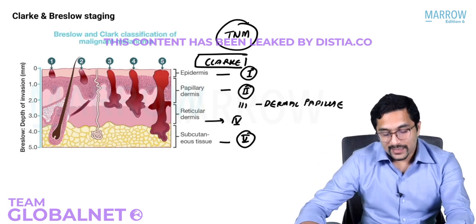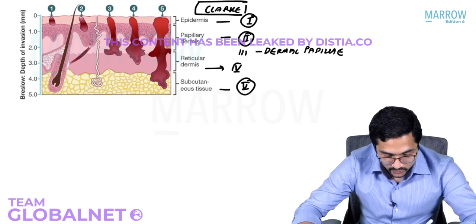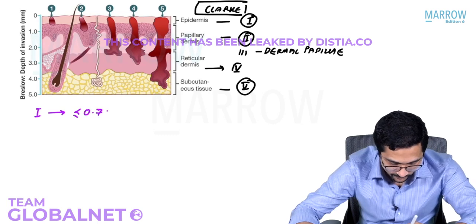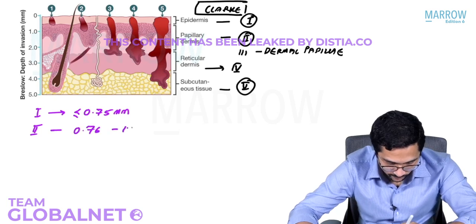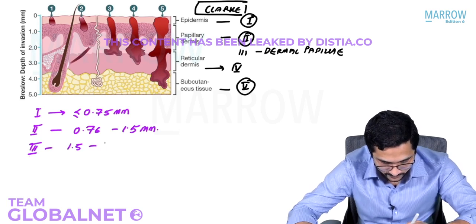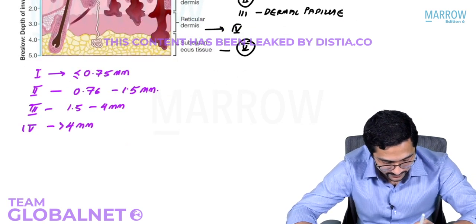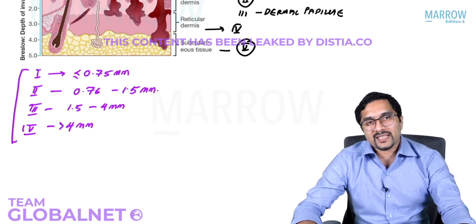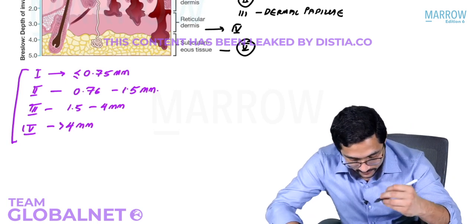So that is the Clark's classification. The Breslow classification is based on the depth. So Breslow grade 1 is when the depth is less than or equal to 0.75 millimeters. 2 is when it is 0.76 to 1.5 millimeters. 3 is when it is 1.5 millimeters to 4 millimeters, and 4 is when it is more than 4 millimeters in depth, that becomes Breslow 4. So this you should remember, Clark's and Breslow classification you need to remember for the exam. This is in addition to the TNM staging which is there.